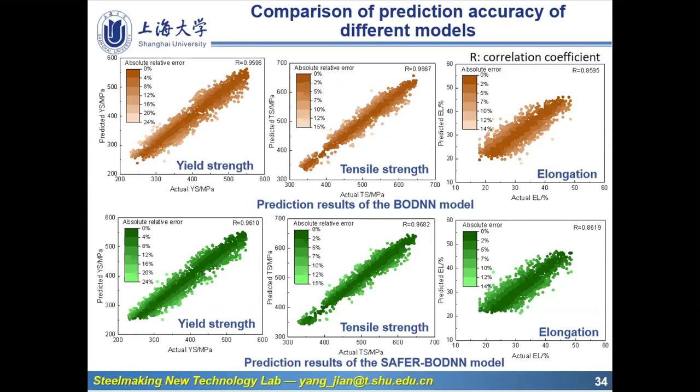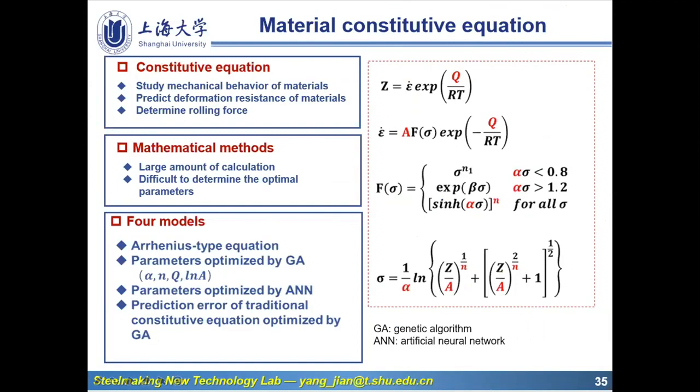And the last one, I'm going to show you the materials and the constitutive equation. The constitutive equation is very useful to study the mechanical behavior of materials, to predict the deformation resistance of materials, and to determine the rolling force. Traditionally, we use the mathematical method, but it has drawbacks such as a large amount of calculation, and it is very difficult to determine the optimal parameters.